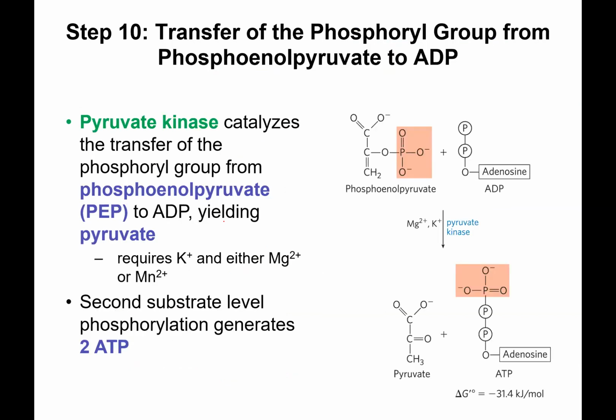Now we're going to have our second substrate level phosphorylation, because we're going to take PEP and use it to again perform a substrate level phosphorylation on ADP. We're going to get this again times 2, and we have our pyruvate molecule. And that is it, step 10, right?